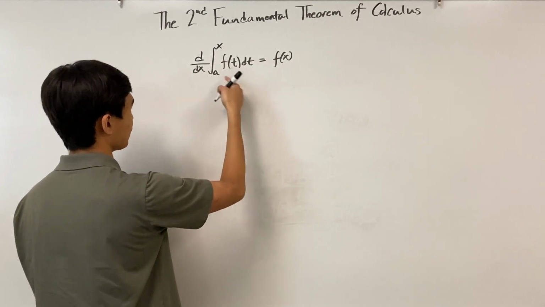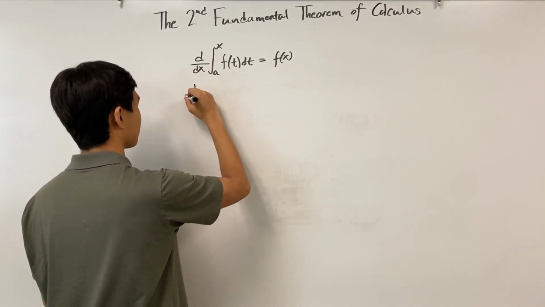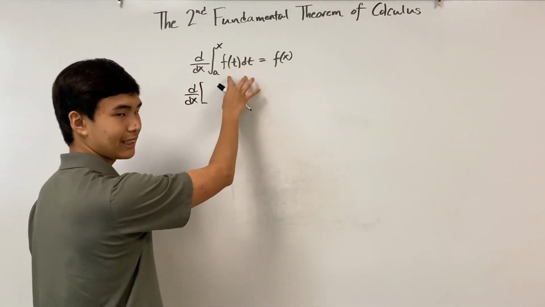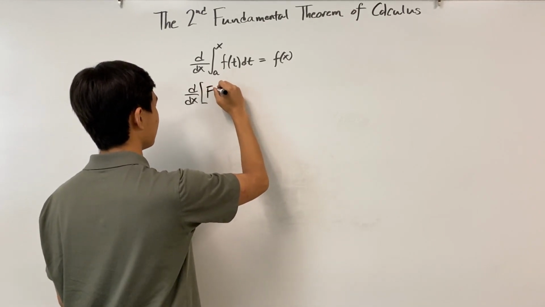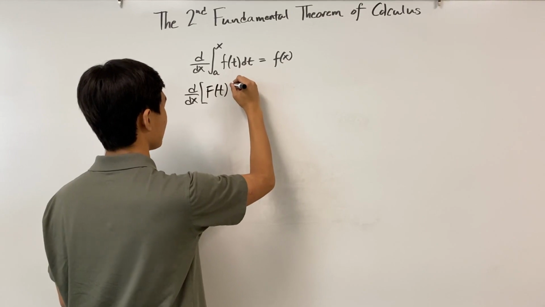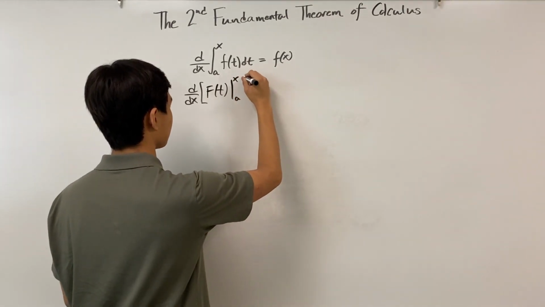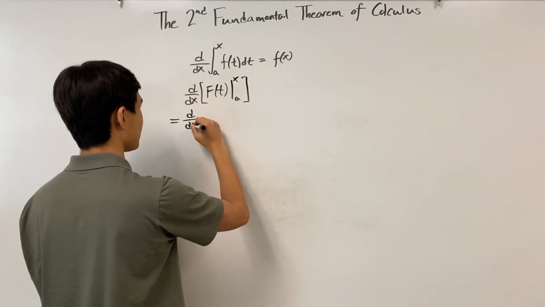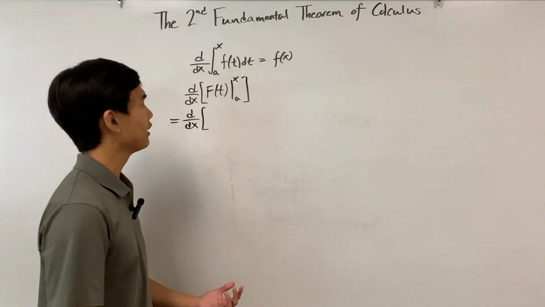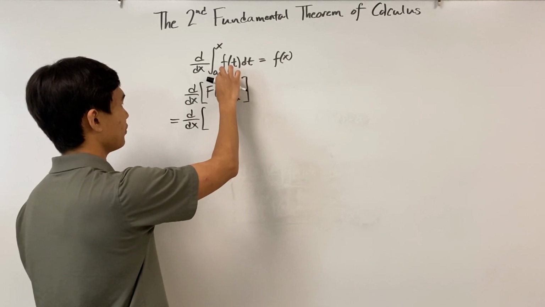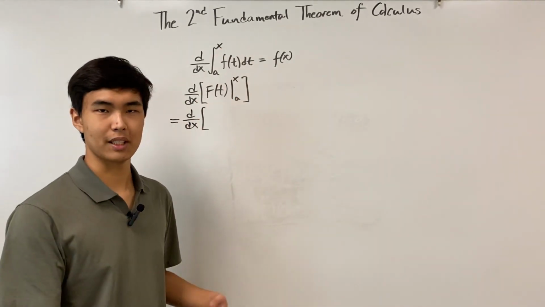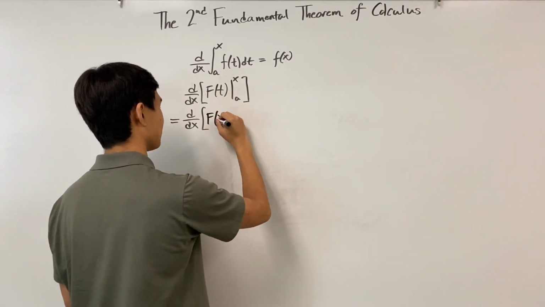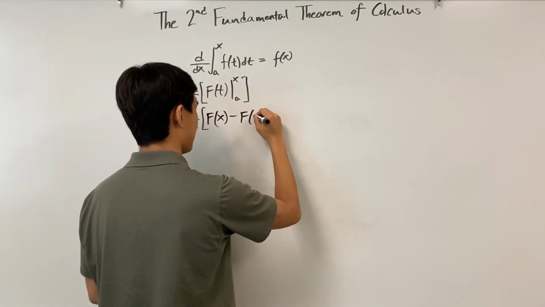So we're going to evaluate the integral first. So we have the derivative of, so now when I take this integral, I'm going to call this big F of t. And we have to evaluate this from a to x, right? Remember how we said with the first fundamental theorem of calculus that the definite integral from a to b is the same as big F of b minus big F of a. That's exactly what we're going to do. So we have big F of x, since the top is x, minus big F of a.